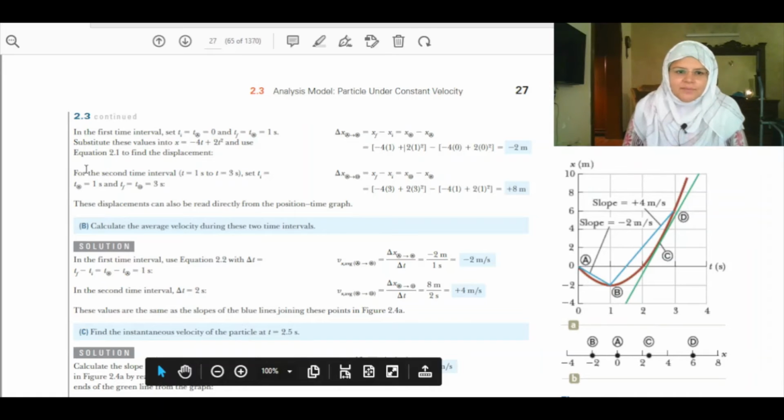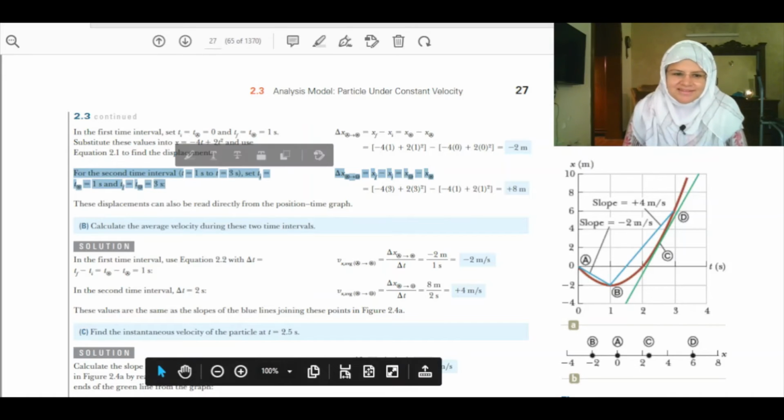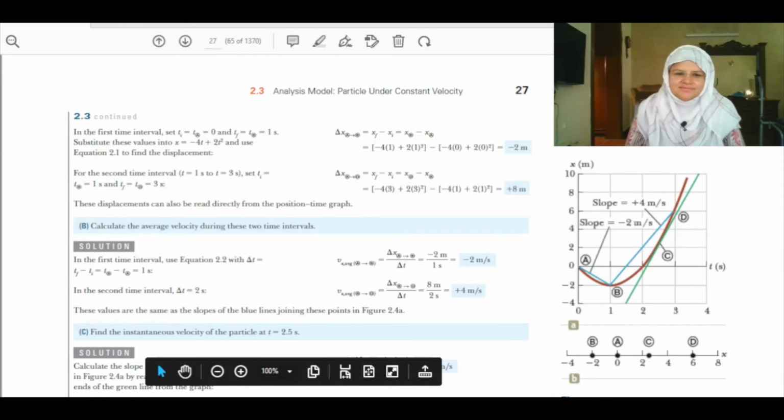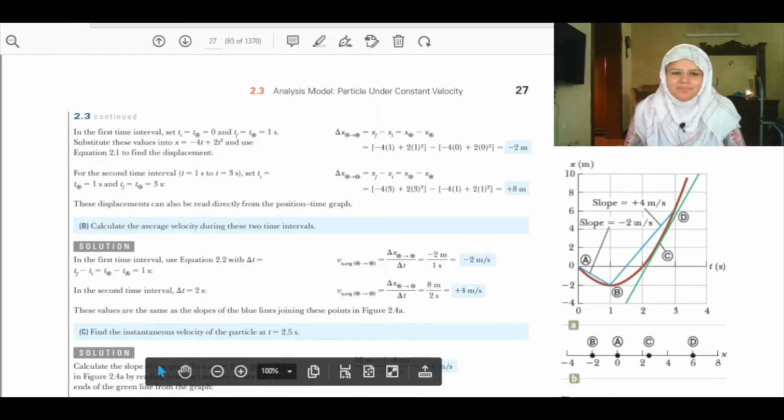For the second time interval, t equals 1 second to t equals 3 seconds, set ti equals tb equals 1 second and tf equals td equals 3 seconds. Delta x B to D equals xf minus xi. xf is the final position, xi is the initial position. This is equal to xd minus xb.